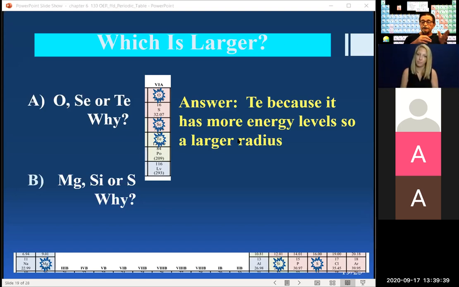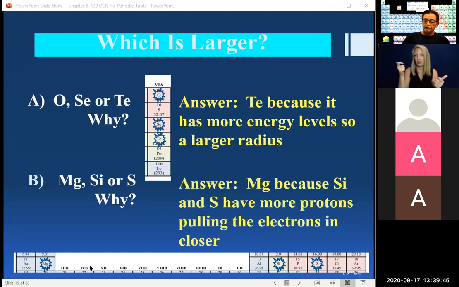The next question says magnesium, silicon, and sulfur. Which one is bigger? Well, I have to find them in the periodic table. You can see them here at the bottom. You have magnesium in group 2 way out to the left, and then all the way across to sulfur. And so the larger one would be magnesium, because silicon and sulfur have more protons, more electrons, and they tend to pull the electrons closer onto themselves.